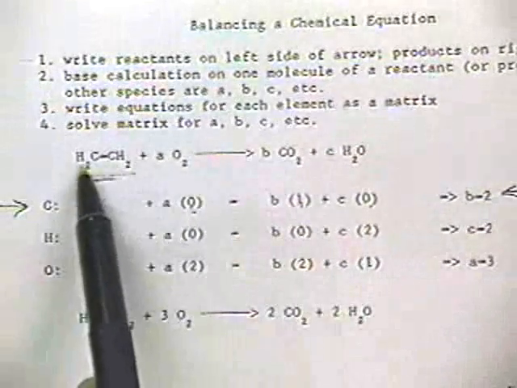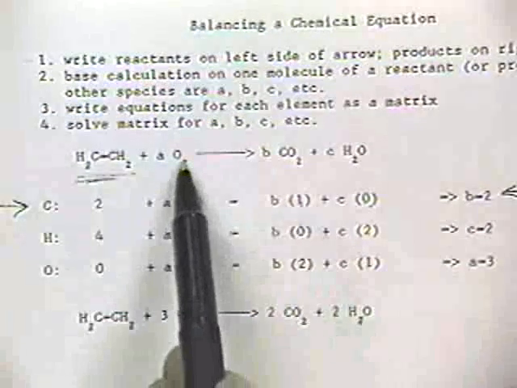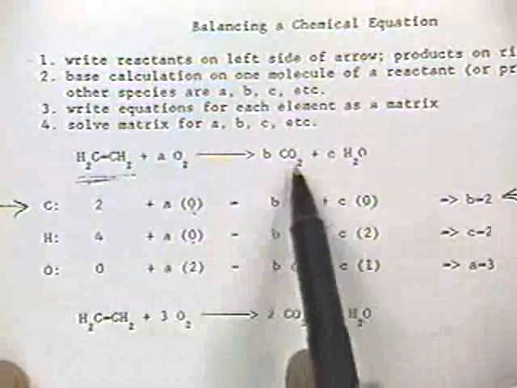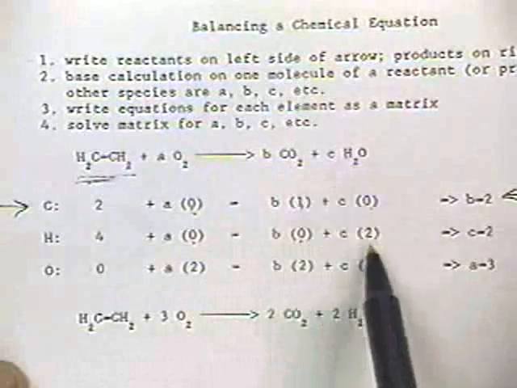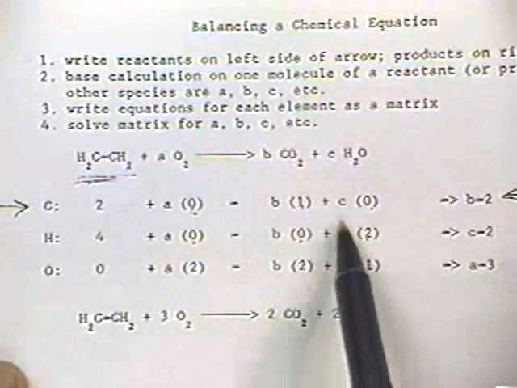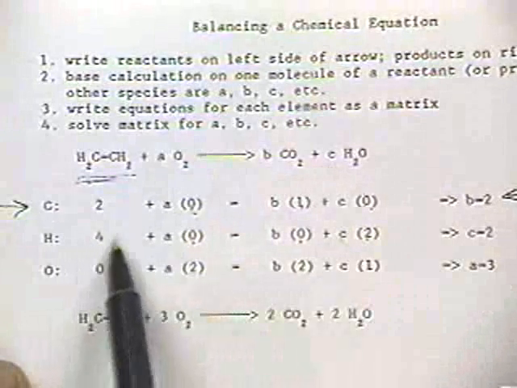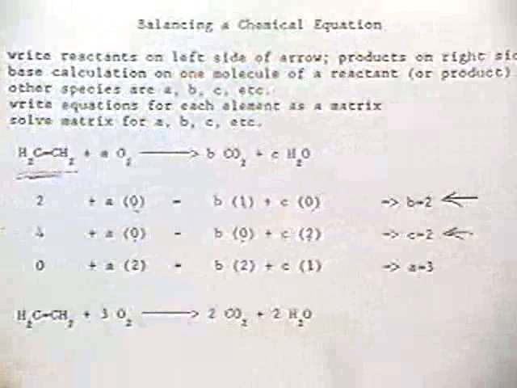Next, let's talk about the hydrogen. There are 1, 2, 3, 4 hydrogens in this species. There's only, of course, 1 of them. There aren't any hydrogens in this species, so we put a 0 down. There aren't any hydrogens in this species, so we put a 0 down. But there are 2 hydrogens in this species, and there are C of them. Again, we have 1 equation, 1 unknown, and we can find out from that that C has to be 2.